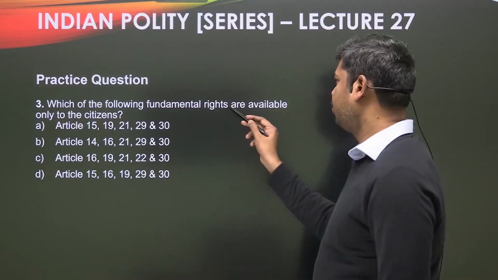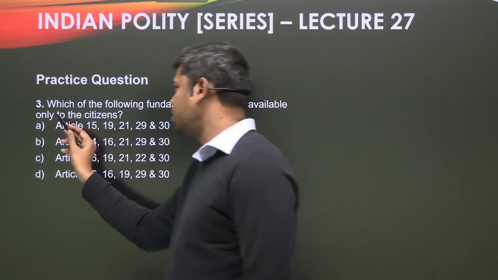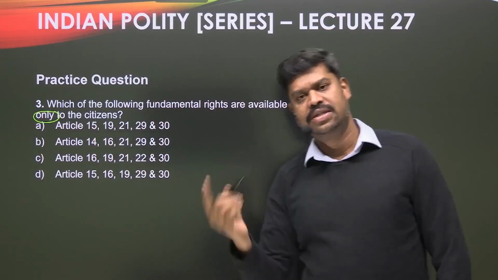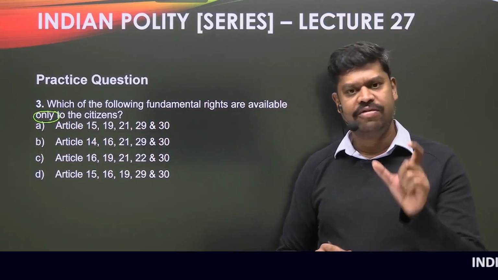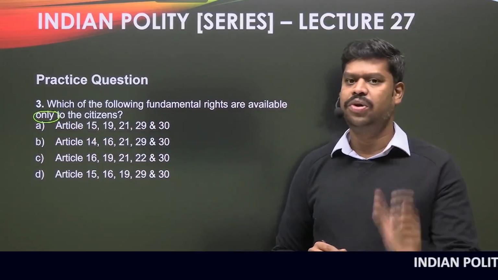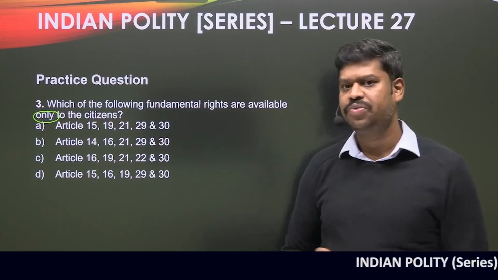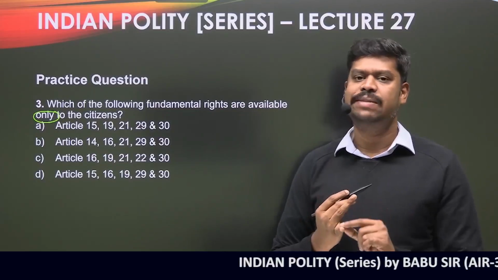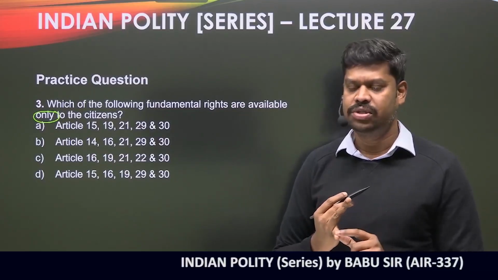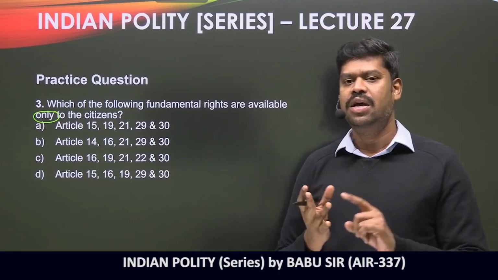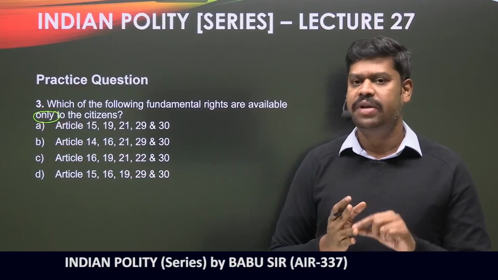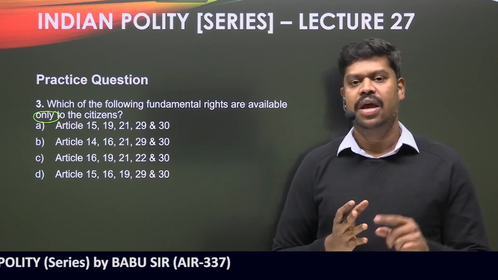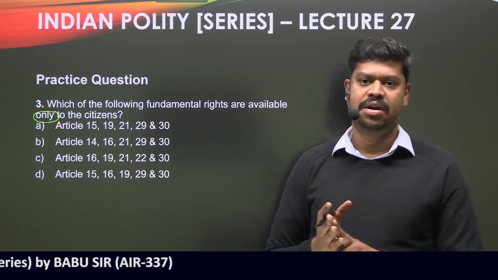Which of the following fundamental rights are available only to the citizens? While most of the rights are available to both citizens as well as aliens, some of the rights are exclusively restricted only to the citizens. And what are those rights? We have already seen it is Article 15, that is no discrimination by the state on certain grounds. Right to equality in matters of public employment under Article 16, and then the right to freedom under Article 19.